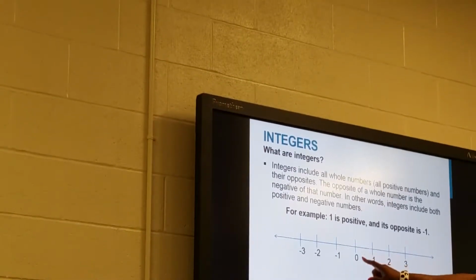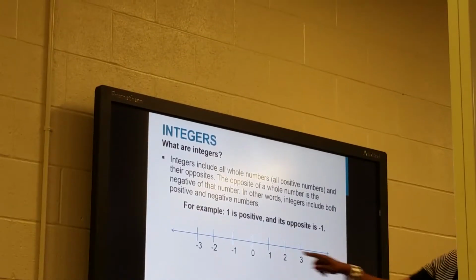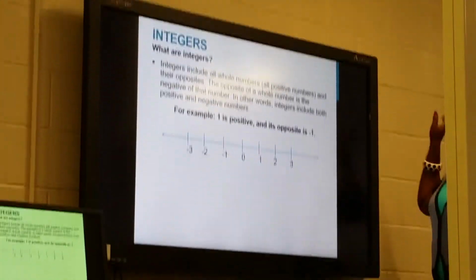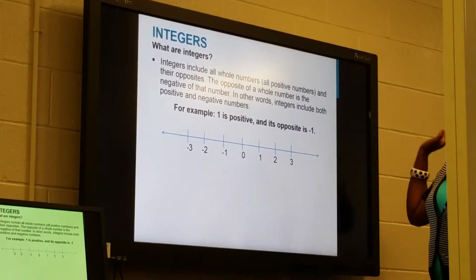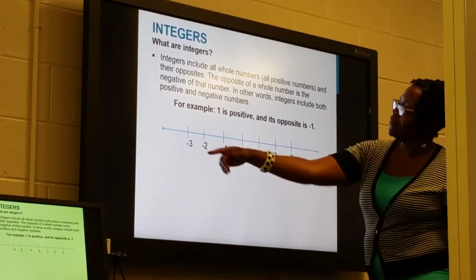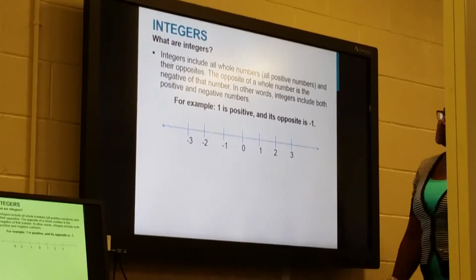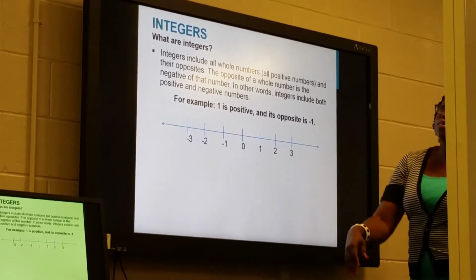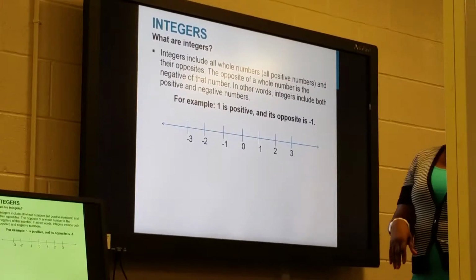See? Over here it goes up. These are positive numbers that go up. The higher it gets, the hotter it gets. And the lower it goes, negative, the colder it gets. Before 0 is a negative number.